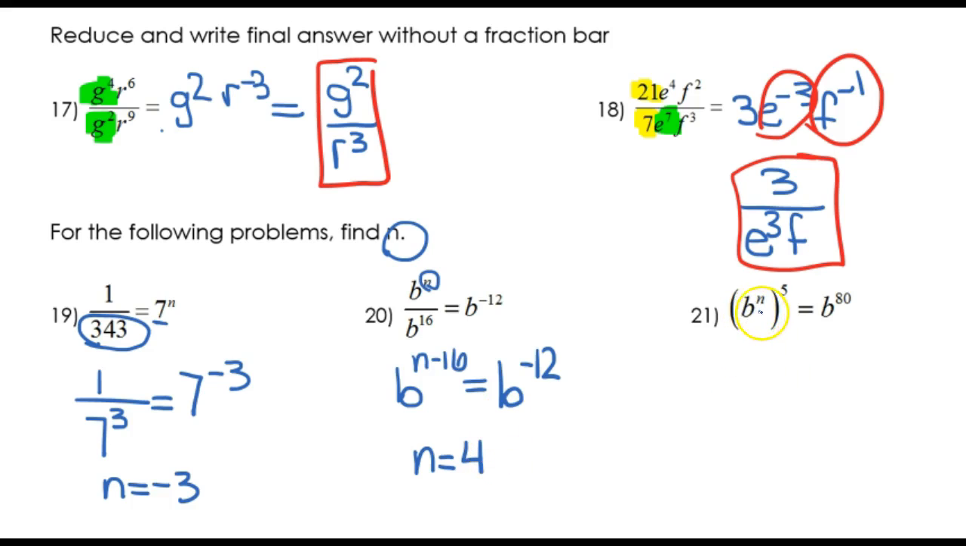Now we have b to what power, all raised to the 5th power, gives us b to the 80th power. Well, we know when we take a power to a power, we multiply the exponents. So this is b to the n times 5, which is going to give us b to the 80th power. We just need to ask ourselves, what times 5 gives us 80? Well, 16 times 5 gives us 80, or we could take 80 and divide it by 5, see what we're going to get, and the answer is 16.